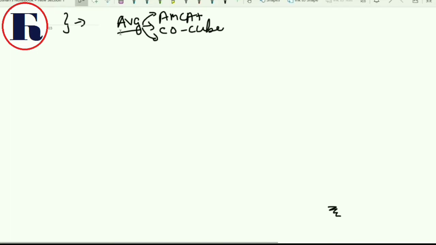Directly means they will ask a question directly based upon the concept of average. Indirectly means they may touch this topic again in the form of data interpretation. We call it DI. So that's how I call it one of the prominent topics of your quantitative aptitude.